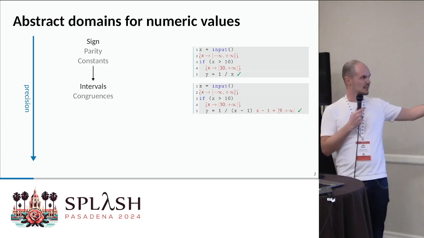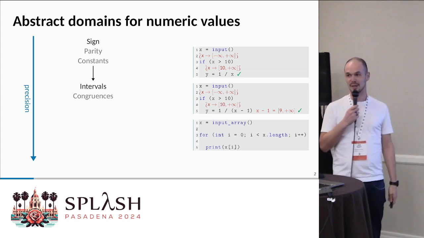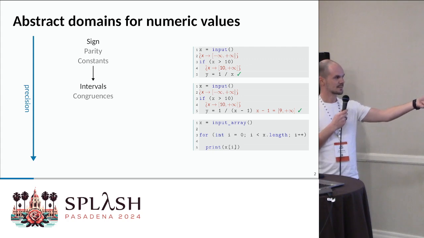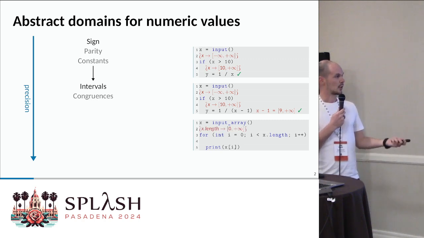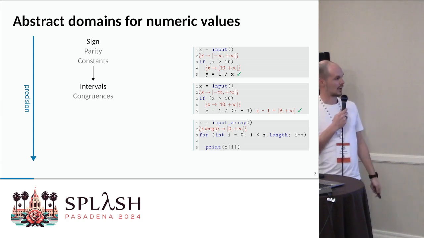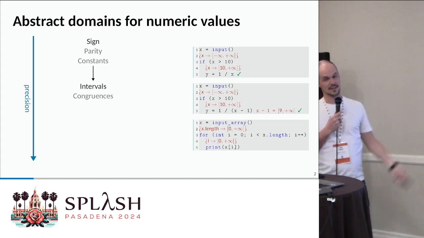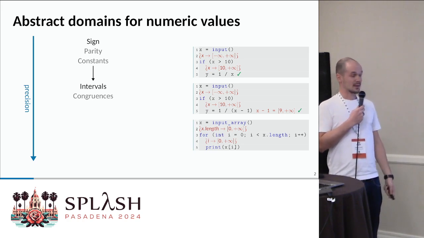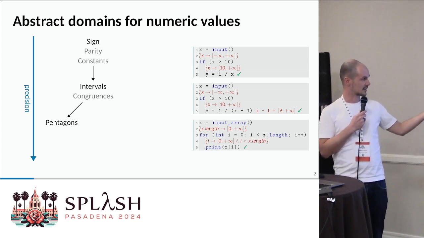But you can still produce very small programs that make the intervals domain become completely useless. In this case, there's just an iteration over an array, and we try to print every element of the array. So you know that the length of the array is positive, but you don't really know how long the array is. And you know that the element you use for the access is positive, but you don't have any relation between the two. So one smart thing that you could do is try to combine intervals with something else, and you get the pentagons domain.